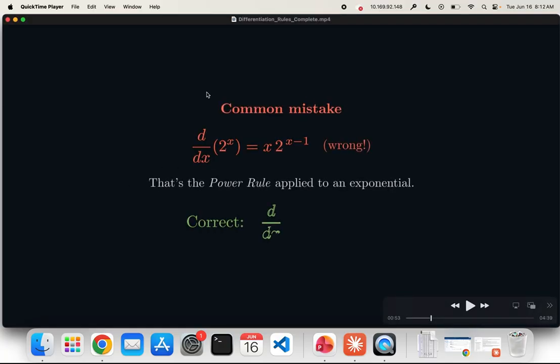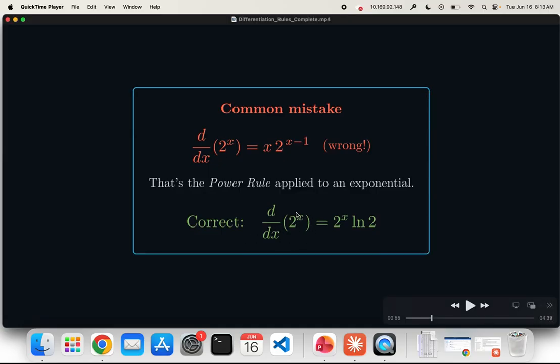And then another common mistake is that, again, here the variable is in the exponent. So this is not the power rule. So this is a common mistake to bring down the x minus 1. This is wrong, right? This is not the power rule. This is the exponential rule that we'll cover a little bit later in this video.